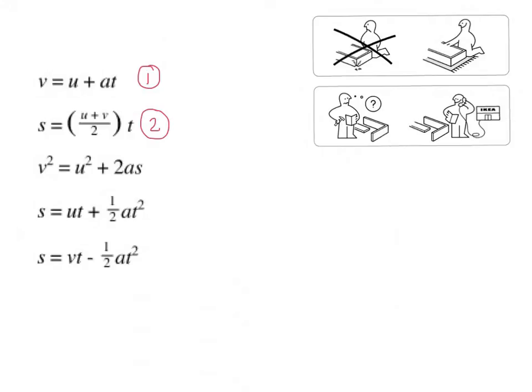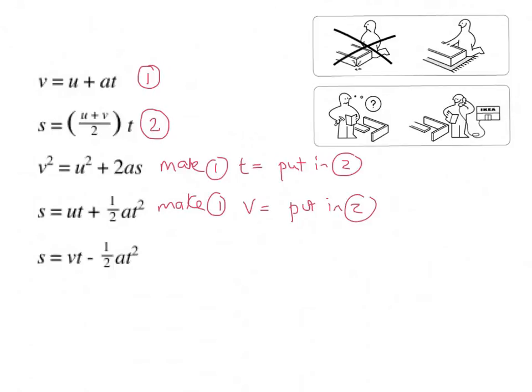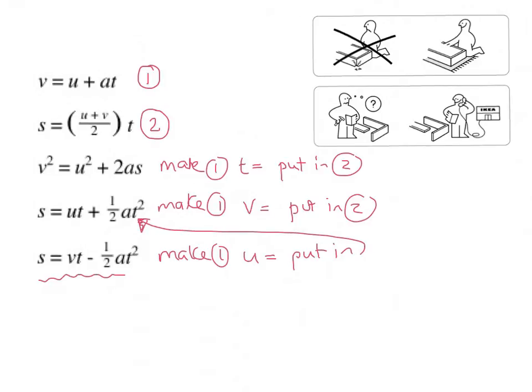So to get this third equation, you're going to make number 1 say t equals, and then you're going to put it in 2. To get the next one, you're going to make number 1 say v equals, and you're going to put it in 2. And to get this last one, you're going to make number 1 say u equals, and you're going to put it in, not in 2, but in that one there that we just got. So this is the extra one here that sometimes doesn't feature.